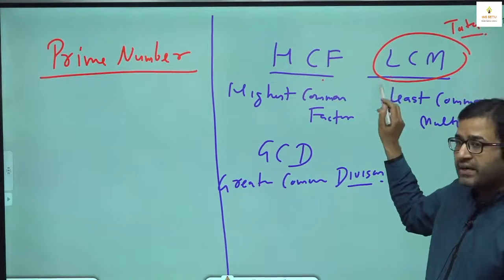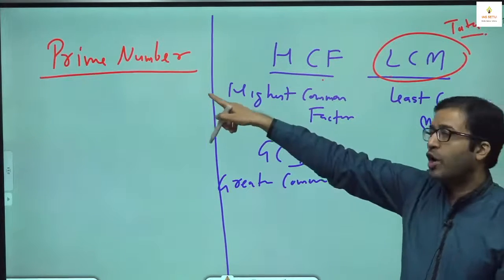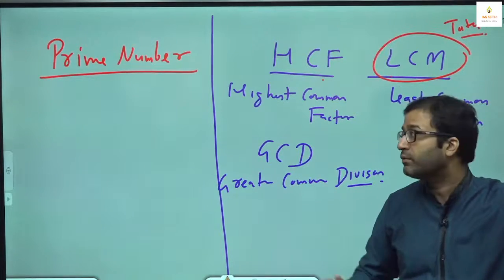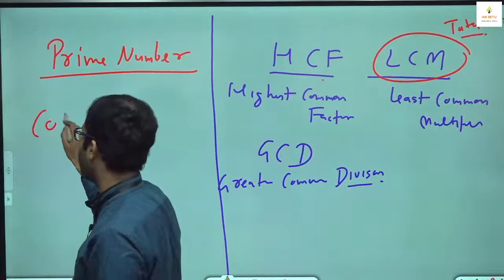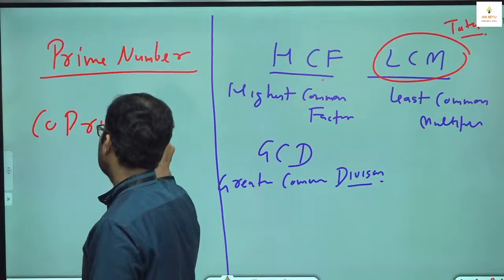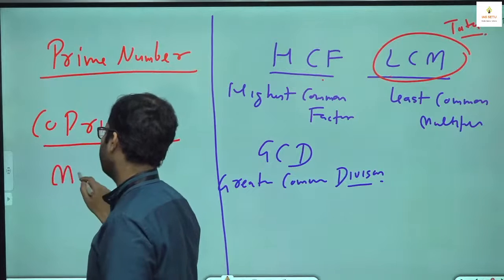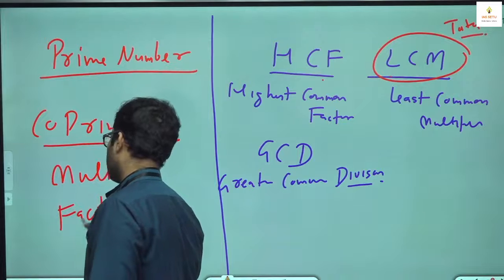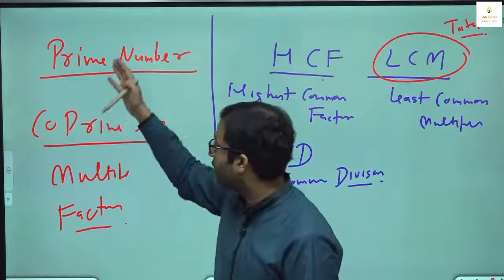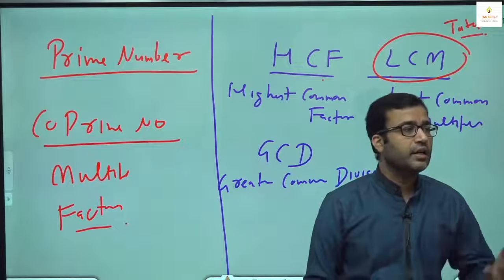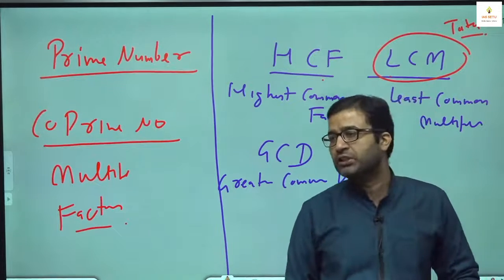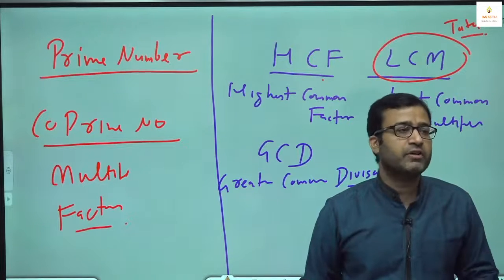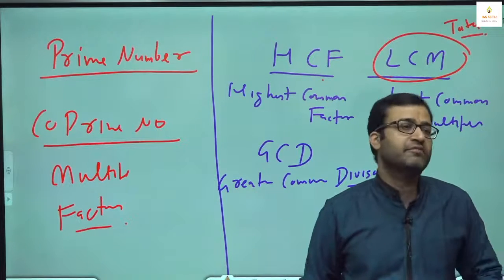Here I can tell you what is HCM and LCM, but without this prime number you will not be in a better position for HCM or LCM. Even not only prime number, there is a concept of co-prime number also. There is a concept of multiple. There is a concept of factors. And if you have clarity about each and everything here, then only you will be in a better position to use HCM or LCM. I'm not saying to remember what is HCM or LCM. You have to use HCM or LCM.